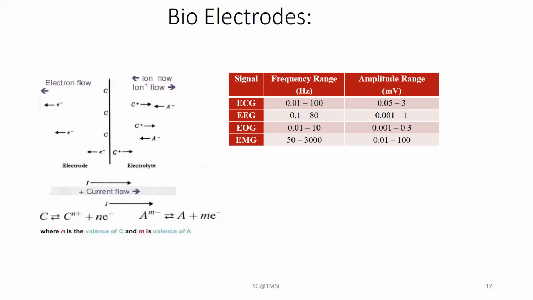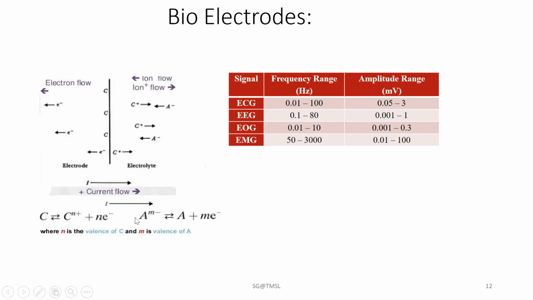So there are actually no free electrons for charge to cross this interface. That is, no free electrons in the electrolyte, and no free cations or anions in the electrode. Therefore a chemical reaction is established at this interface. And here these are the chemical reactions.